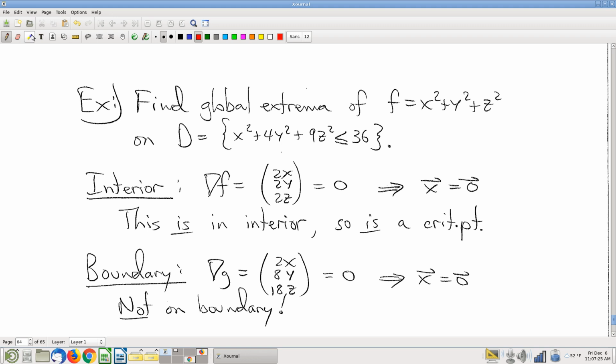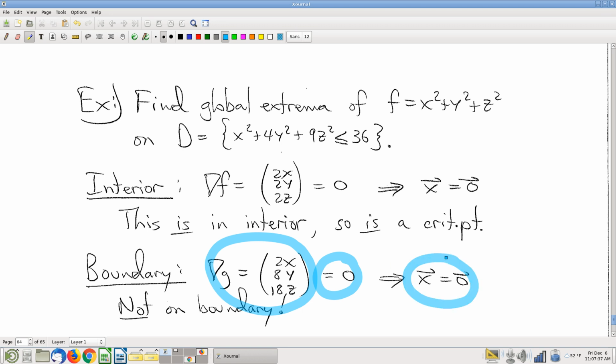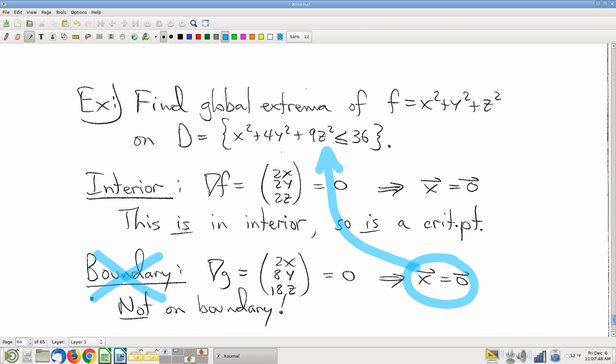Let's see here. Degeneracy. Here's our constraint gradient. If I set it equal to 0, that gives me this point. Again, don't move too quickly. Don't think, well, therefore that's a critical point. That's a degeneracy critical point. No, it isn't.